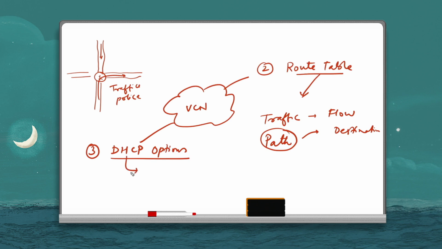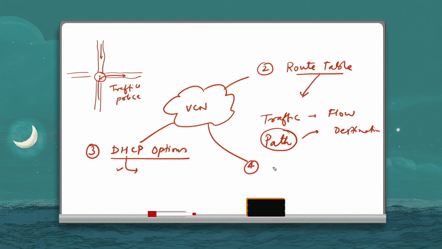DHCP stands for Dynamic Host Configuration Protocol. So using DHCP options, we can automatically provide configuration information to instances when they boot up. So this is also a very important component.